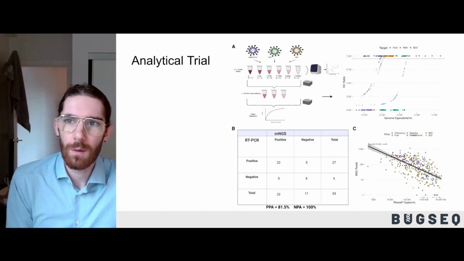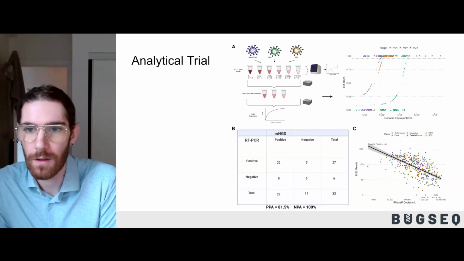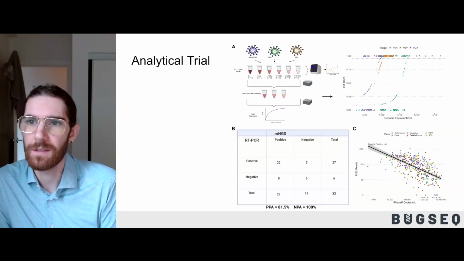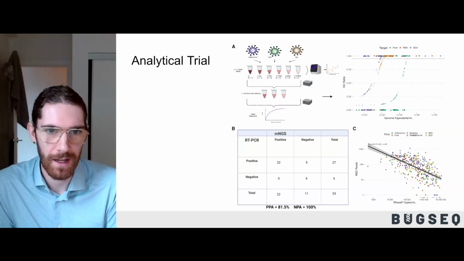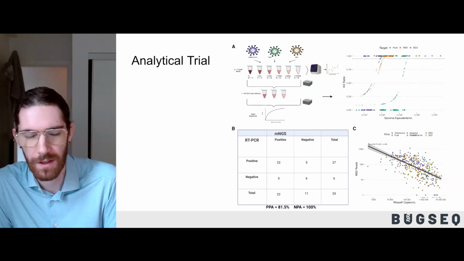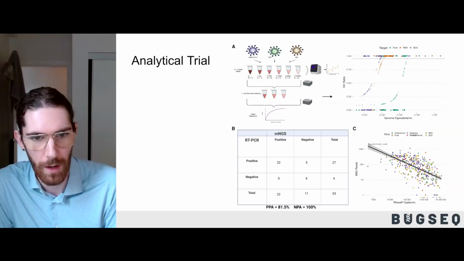Through that BARDA-funded work, we performed a robust analytical and clinical trial. In terms of the analytical trial results, we found for RSV and SARS-CoV-2, we were able to hit limits of detection around 10 to the 3 copies per mL, and around 10 to the 4 copies per mL, so slightly lower for influenza, which is something that we're currently working to optimize.